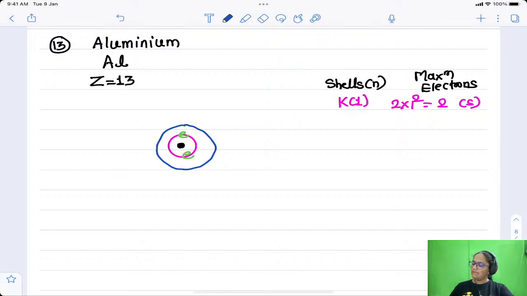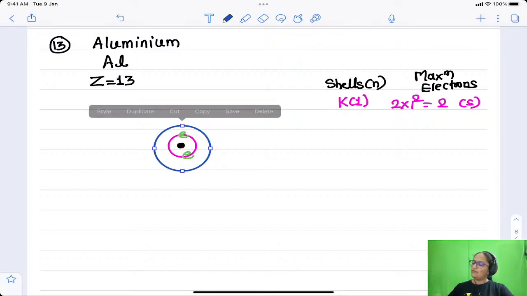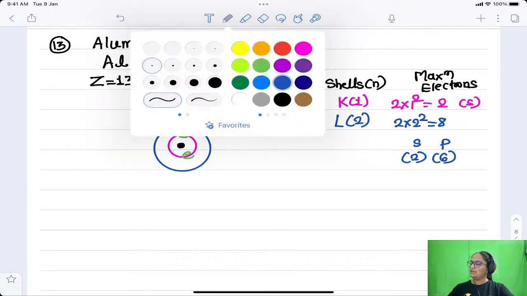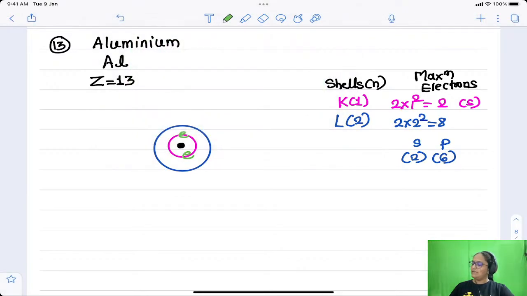As K shell is completely filled now, next electron will enter in the next shell, that is L shell. Okay, for which the capacity is 8 electrons. So those 8 electrons will be distributed in S and P. 2 will enter in S, 6 will enter in P, right? So let us show 8 electrons here. 1, 2, 3, 4, 5, 6, 7 and 8, right? So this is also done.